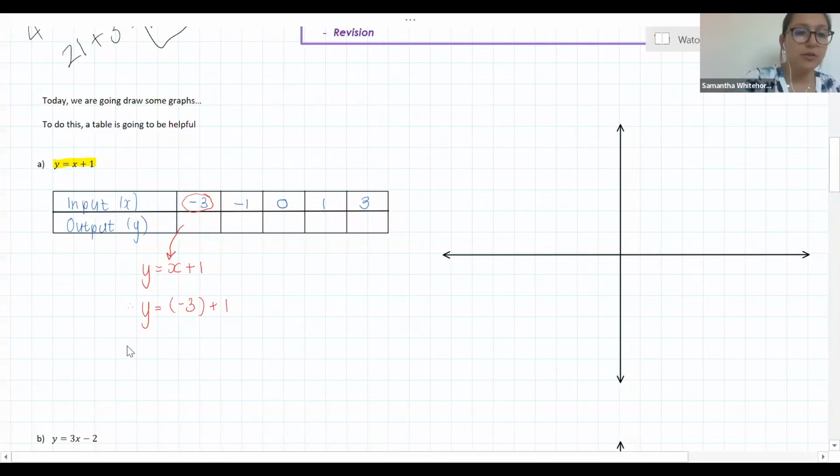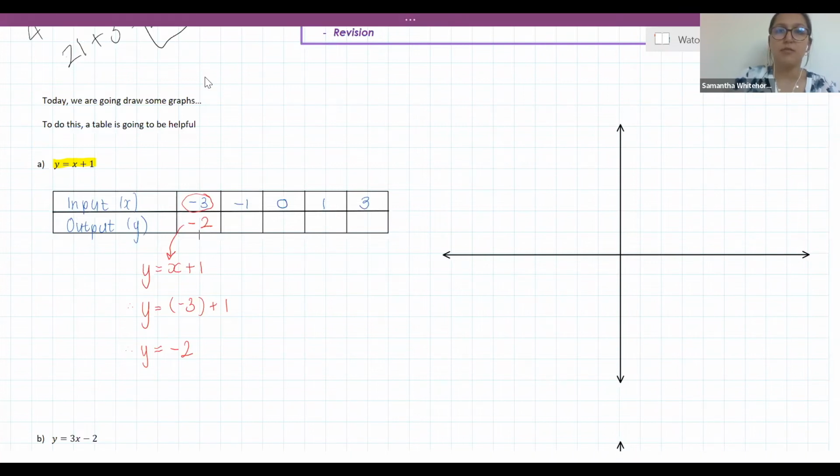Now we solve this equation, or simplify what we have on the right. -3 plus 1 is -2. And so what I've got is that my output is -2. What this is saying is that when my input is -3, my output is -2. We'll chat about what this actually means in a second, but let's fill in the rest of my outputs.